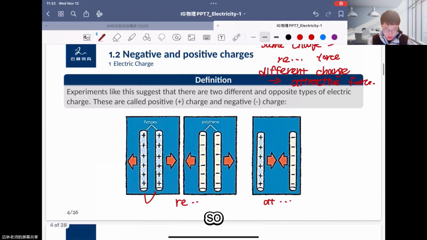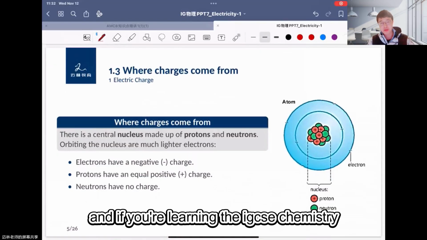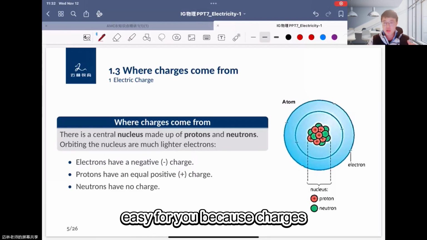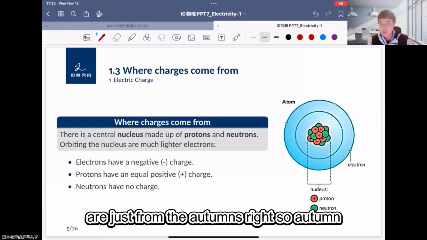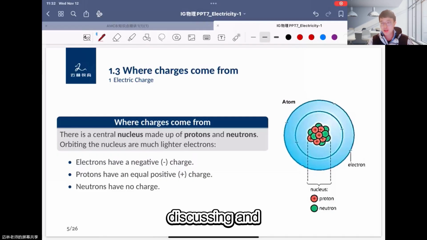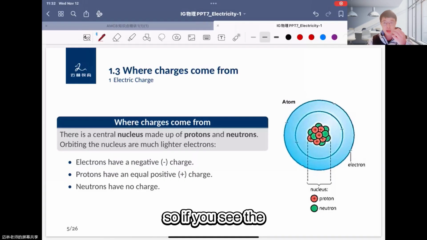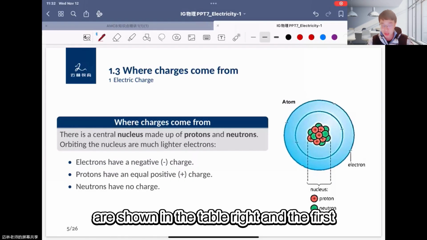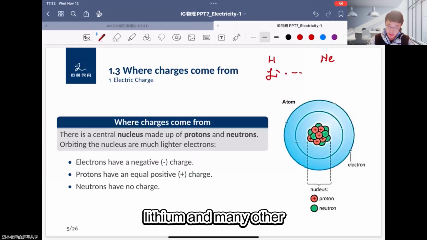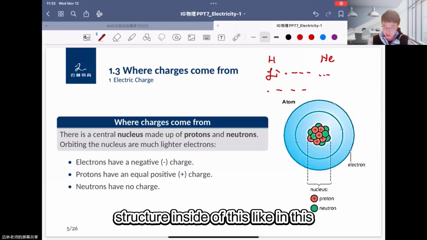Another part is about where the charges come from. If you're learning IGCSE or GCSE chemistry, I think this part is very easy for you, because charges just come from atoms, right? An atom is the base unit of a substance. If you look at the periodic table, you'll find different atoms shown in the table: first is hydrogen, second is helium, third is lithium, and many other elements after this, right?